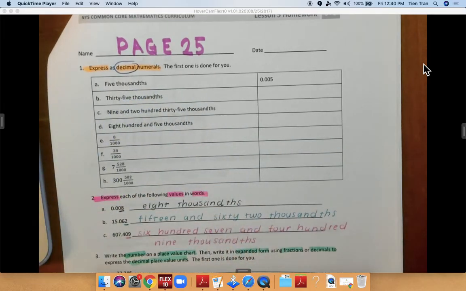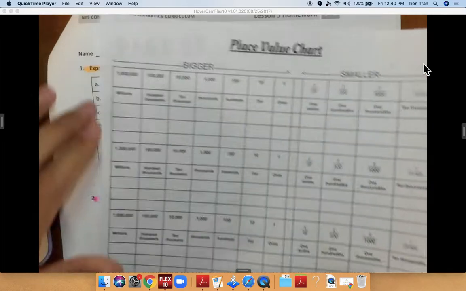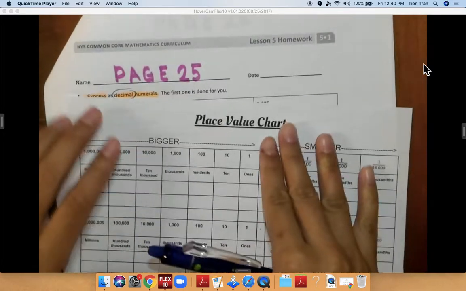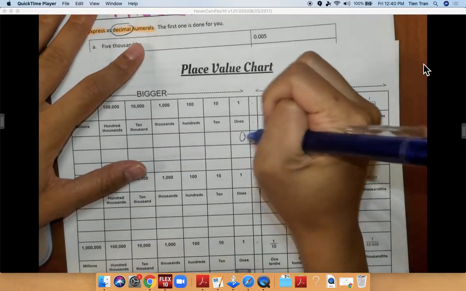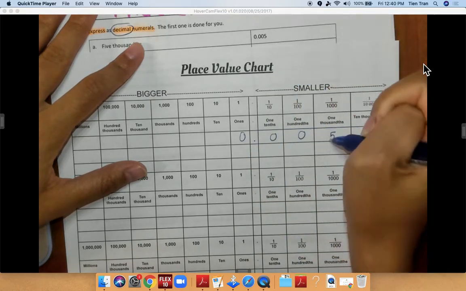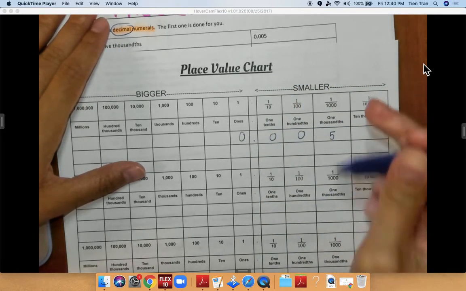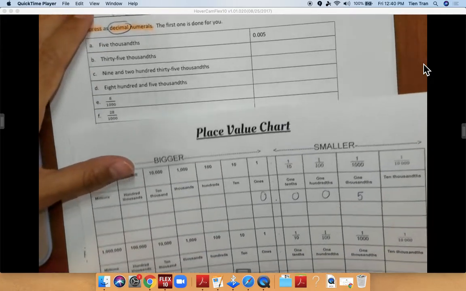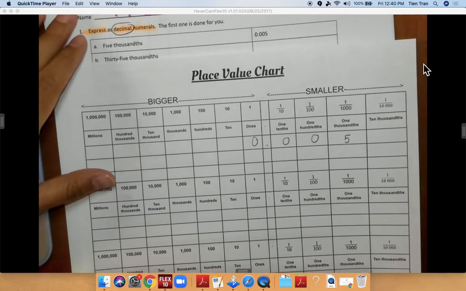5/1000ths. So what that person did, or what you need to do, is you're going to get your place value chart and you're going to put it in, you notice that there is 0.005. And if you notice, it is at 5/1000ths. It's at the thousandths place, so that's why it's called 5/1000ths.